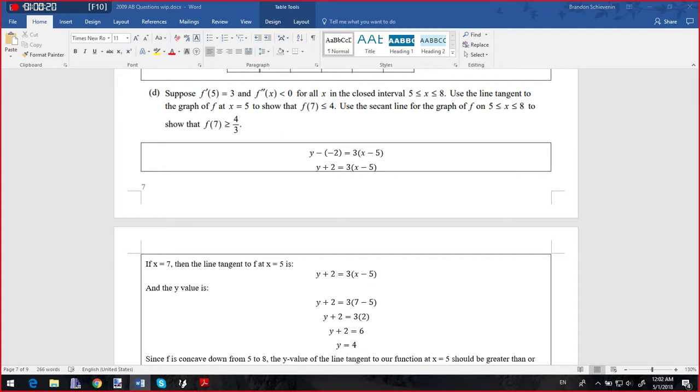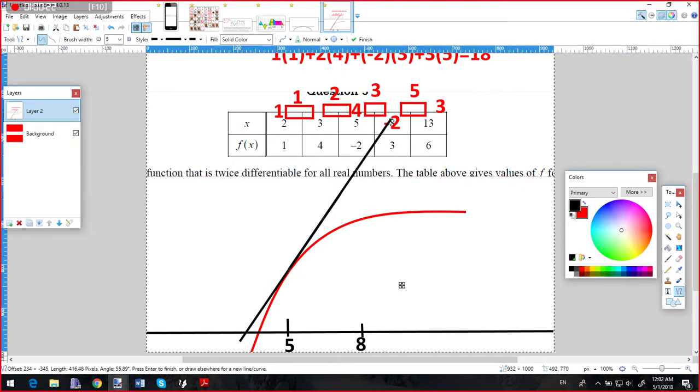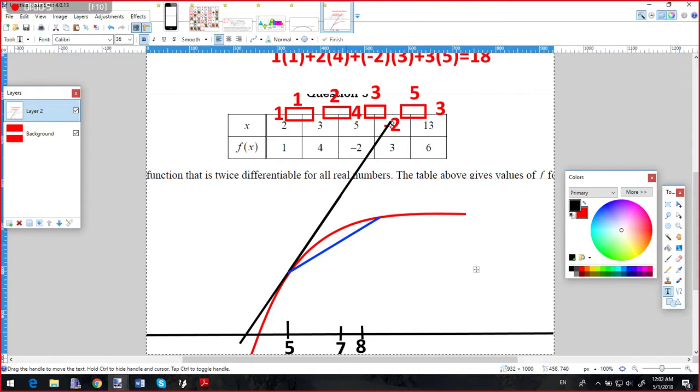Okay, so our tangent line had to be bigger than the actual function. But if I drew a secant line from where we were at 5 to another point, the secant line should be below where we are. So either below or equal to. I'm looking for what is the y value when x is 7. So that secant line should underestimate it.